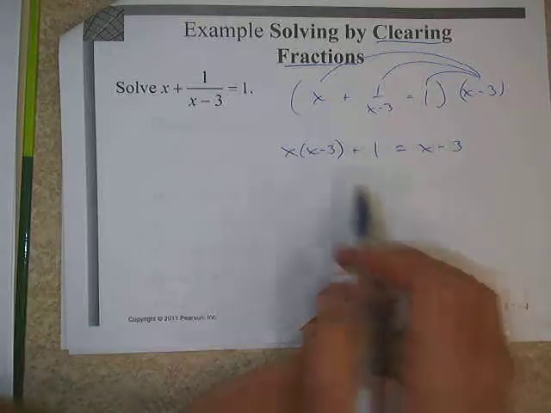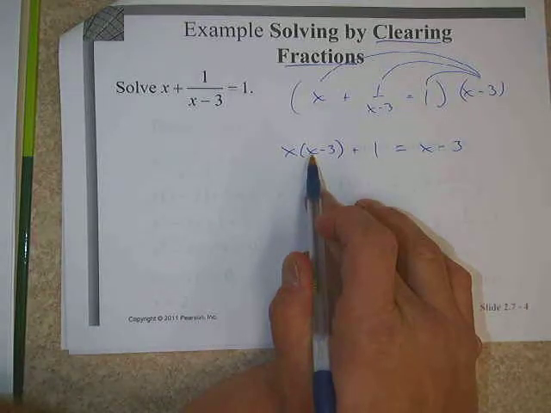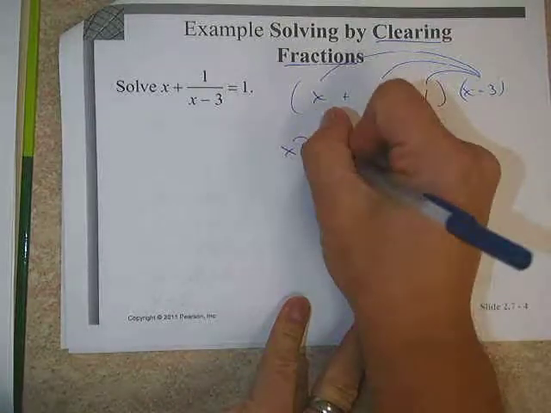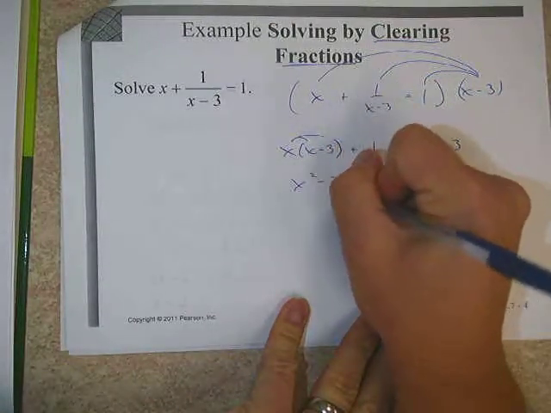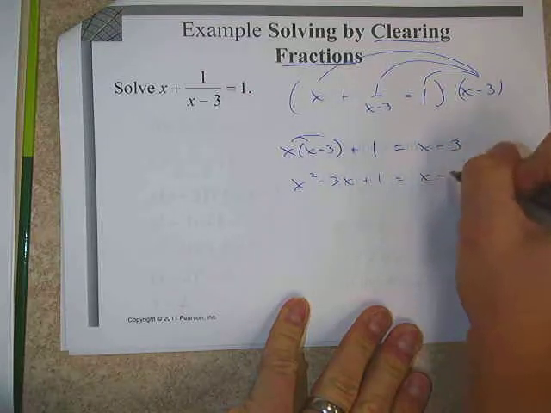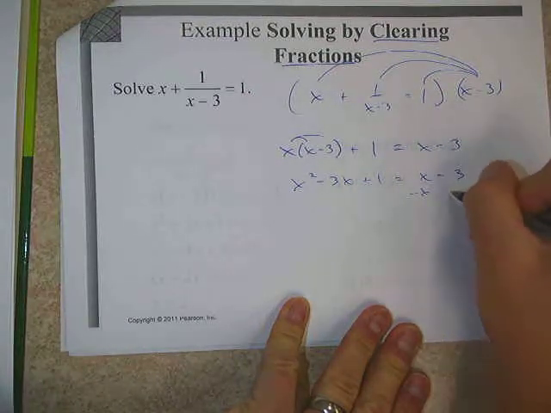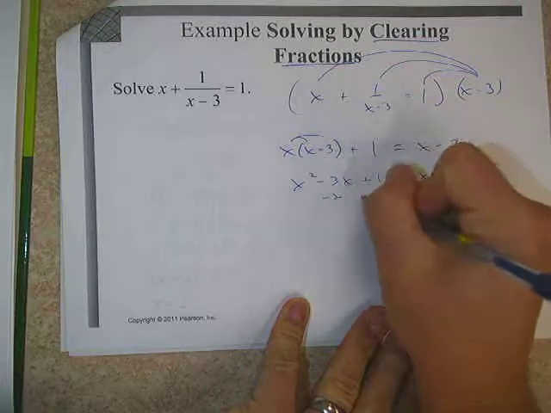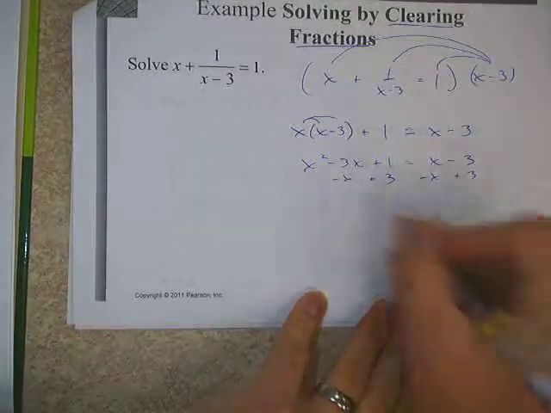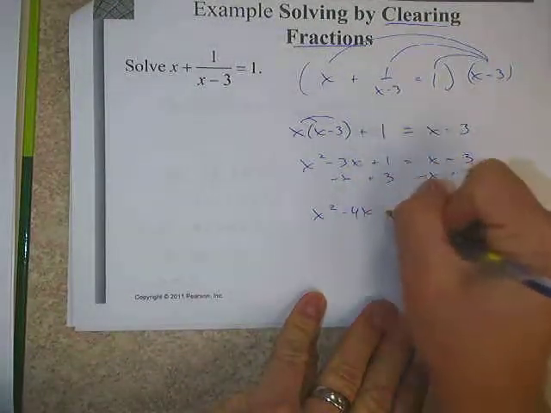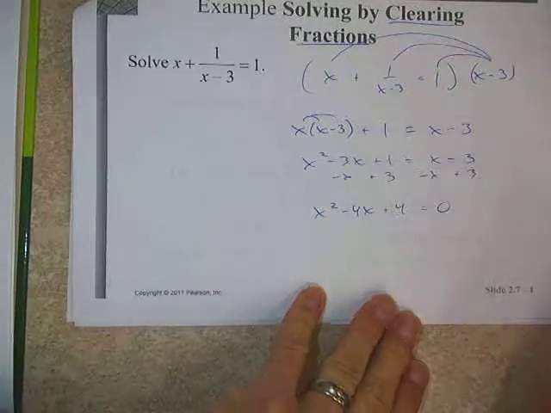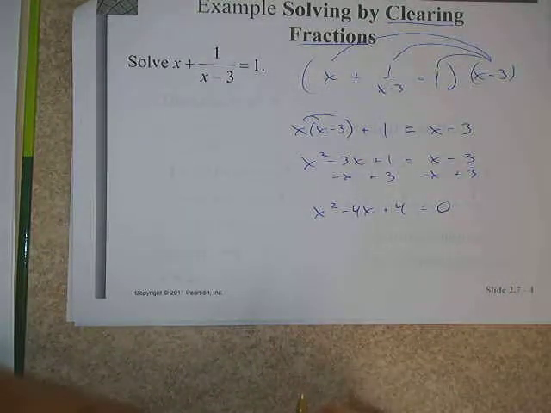Then step 2, once we clear the fractions, is to solve the resulting equation. If you look at the resulting equation, we have an x times x, so it's going to be an x squared equation. This is going to be quadratic. If we distribute here, we get x squared minus 3x plus 1 equals x minus 3. To solve a quadratic equation, we need to get everything on the same side, so we get x squared minus 4x plus 4 equals 0.